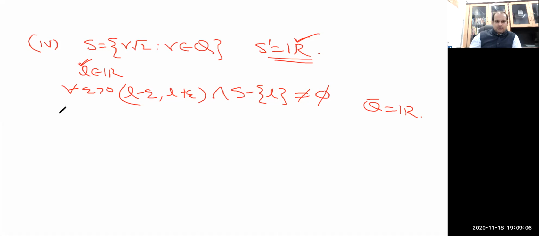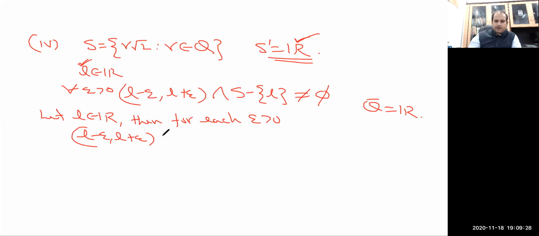So suppose L is any real number. Let L belong to R. Then for each epsilon greater than 0, L minus epsilon and L plus epsilon is going to be a neighborhood of L.